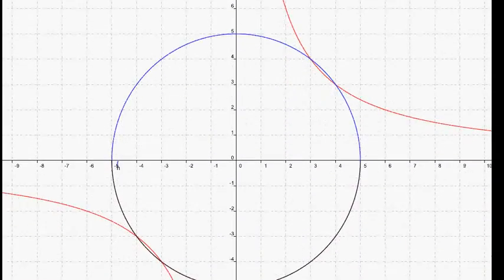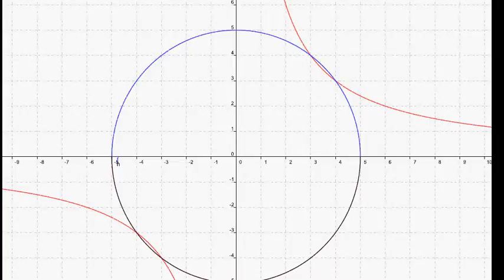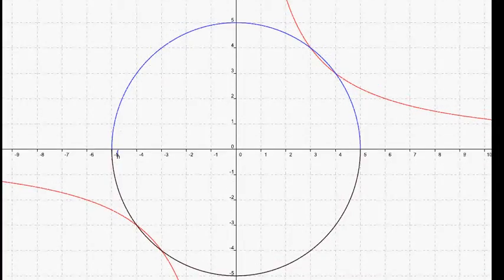And here is the graph that I made using the program called Geogebra, which again, I can't emphasize how nice that program is. It's free. And we can really clearly see here that the point 3, 4, which is right here, is an intersection. The point 4, 3, clearly an intersection. The point -4, -3 is an intersection. And the point -3, -4 is an intersection.